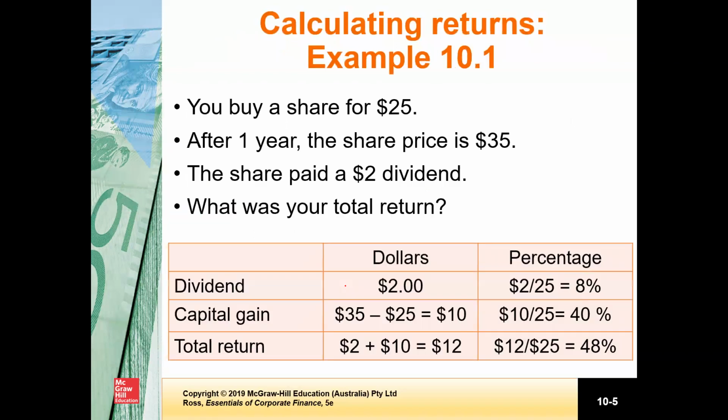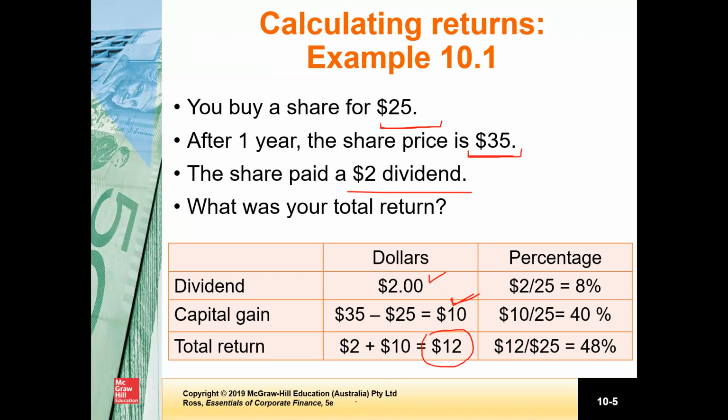Okay, so look at this example. Let's say that you buy a share for $25, and after 1 year, your share price is $35. And during your holding of the investment, you get a $2 dividend. So what is your dollar return? You get a $2 dividend, and your capital gain is $10, because your selling price is 35 and your purchase price is 25. So your capital gain is $10. So your dollar return is $12.